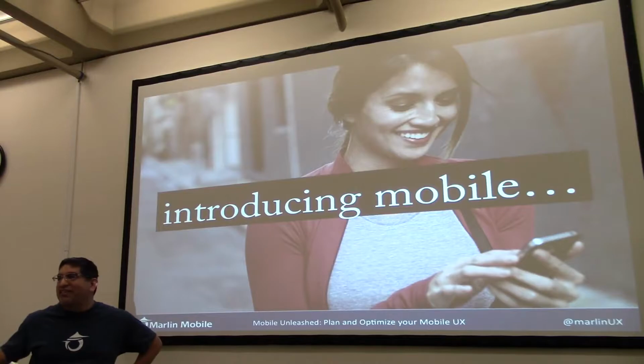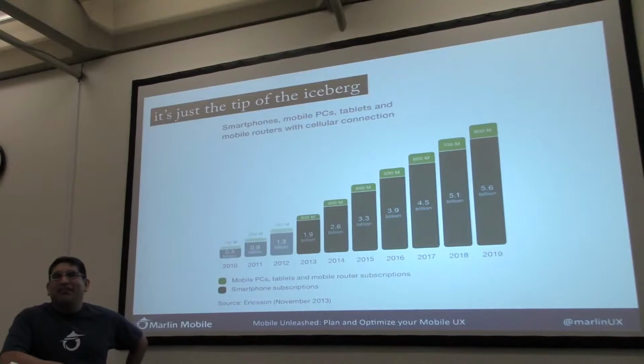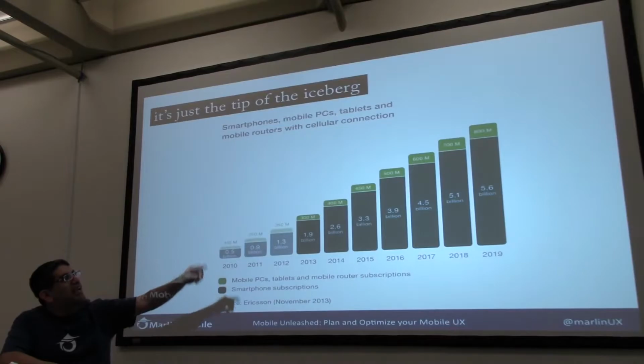So here's my one graph. This is the one that just came out a week ago. I really love it because of the story it tells. It doesn't say mobile is exploding. Yeah, we got that. It doesn't say mobile is a big deal. Yeah, we got that. What it says is that worldwide subscriptions of smartphones are going to quintuple by 2019. So when you look at what this means for the web, yes, there are mobile PCs and tablets, and they're about 800 million, but there are 5.6 billion smartphone mobile subscribers.